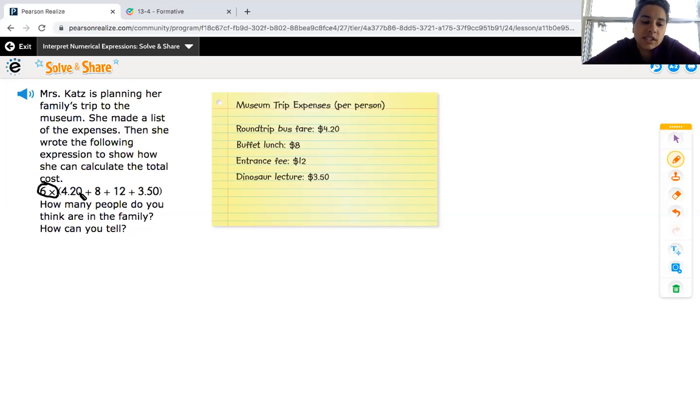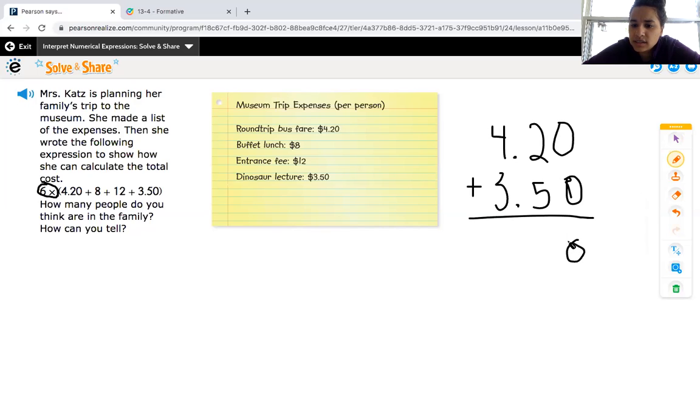So in order to solve this, we would just add this up. So I'm going to add up the decimals first, the $4.20 plus the $3.50. I'll add that up like it says. 4 plus 3 is 7. So $4.20, the bus, and $3.50, the dinosaur lecture, cost a total of $7.70.